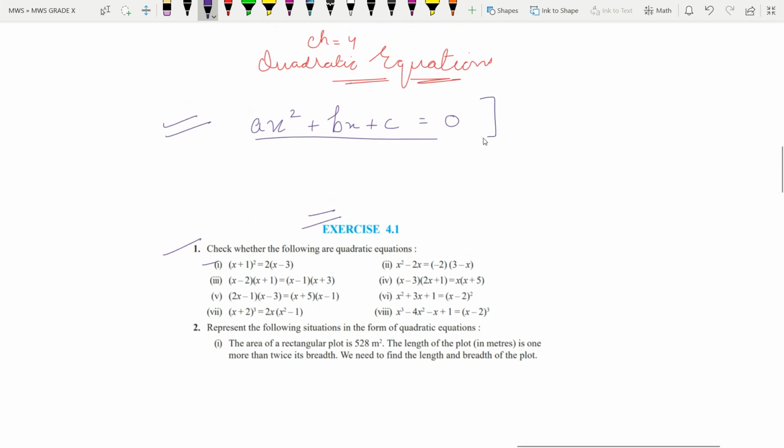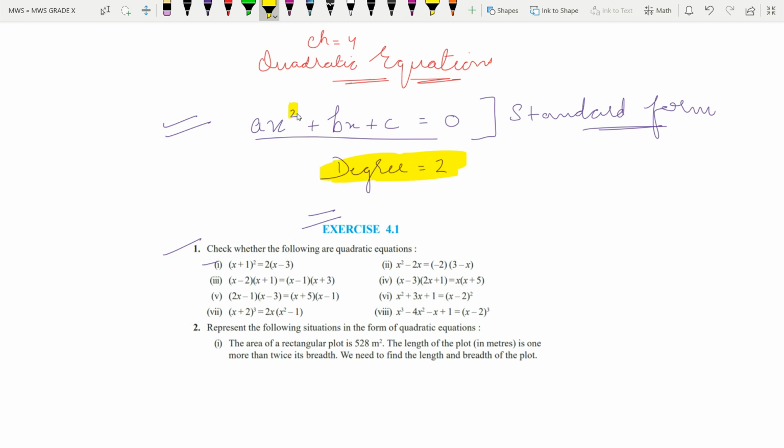Before that, let me tell you, what I have written is the standard form. You also need to write in your notebook that the standard form of a quadratic equation is this. After that, this a is the coefficient of x square, b is the coefficient of x, and c is the constant term, and here we have degree 2. This is the main thing to identify a quadratic equation, that it should have degree 2. Okay, the highest power should be 2.